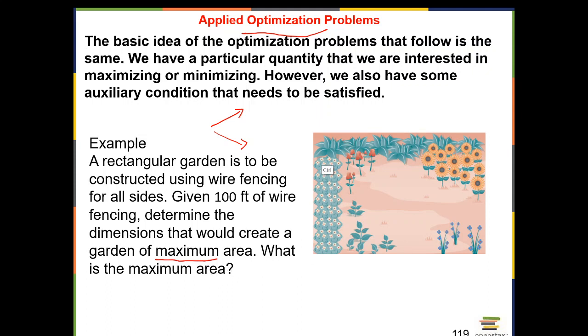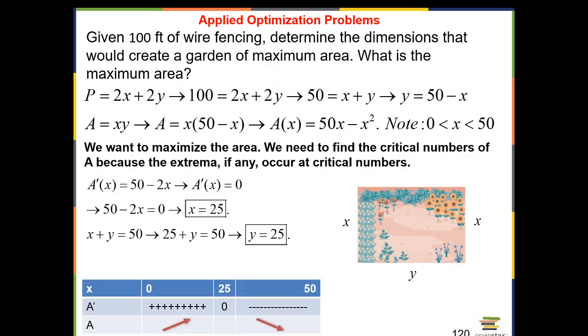So we want to know, if we have a limited amount of fencing, with that amount of fencing, what kind of rectangular area should be enclosed? Should it be a rectangle that is long this way and short the other way, or should we have just a square? What kind of rectangle should we have to maximize the area of this garden with the same amount of fencing, which is 100 feet.